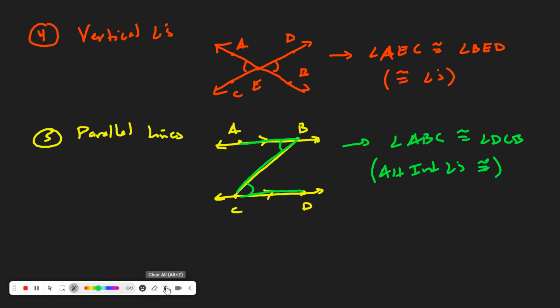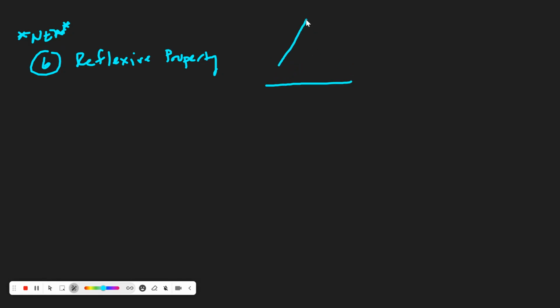Okay, and I will clear the screen for the last new property that we're going to learn that's very important for triangle proofs. This is number 6, and it's called the reflexive property. So you're going to see pictures like this, where you have 2 triangles making up one big one. So if this is the big triangle, let's call that triangle ABC, and then we have a segment going down through them. Let's call that segment AD.